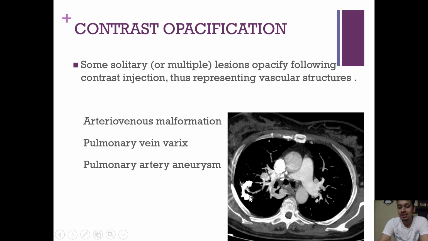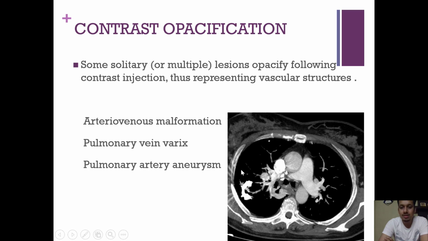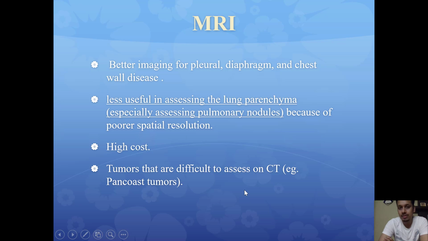In the other situation, there was just an enhancement. So in these cases, usually if the enhancement is more than 15 Hounsfield units, then it is more likely to be a malignant lesion, whereas this is homogeneously enhancing and this is more likely to be a vessel.